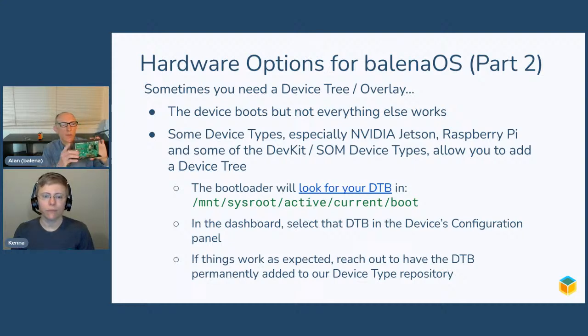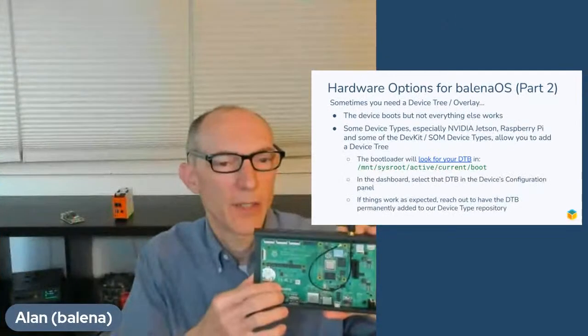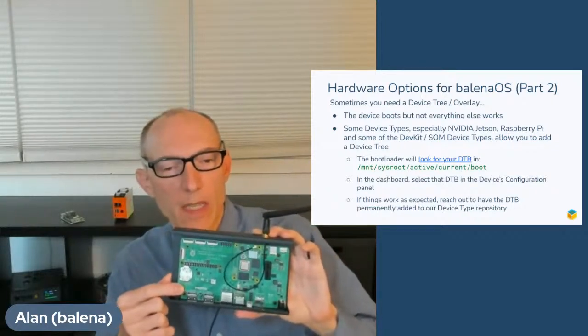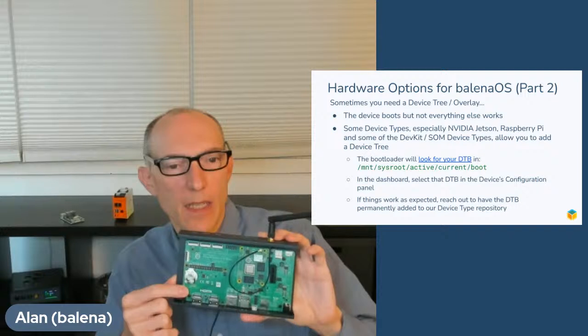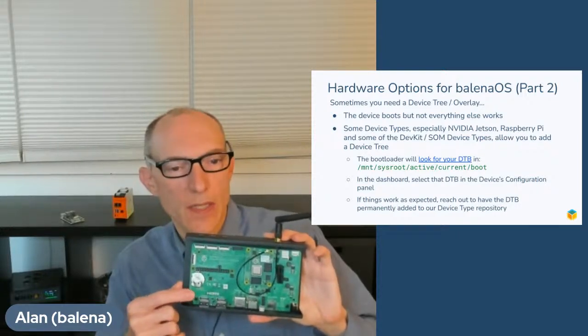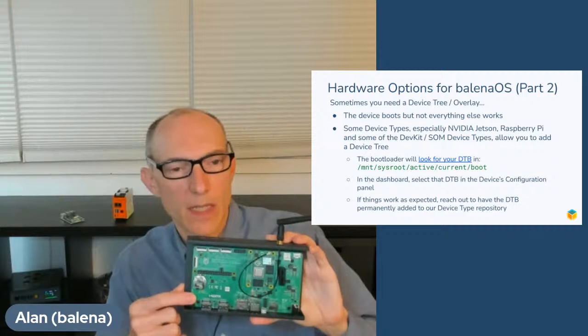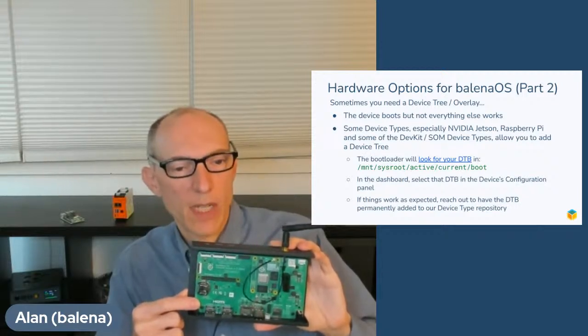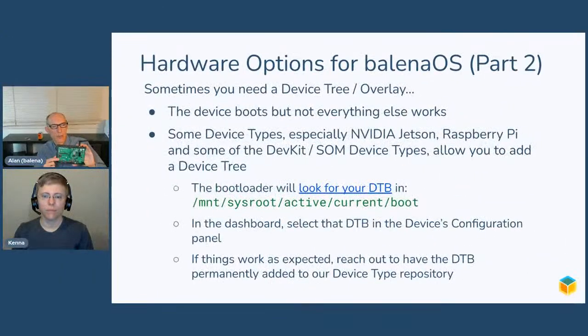Right. So as you were saying, this is like the reference carrier board for the Raspberry Pi CM4, and we do support this. So if you are making a board similar to this, you would use this device type on balenaOS, this Raspberry Pi CM4 I/O board, and then probably work from there. Make sure it boots, first of all. Hopefully, it does. Then you can move on to what's described here, either DTBs or other modules.